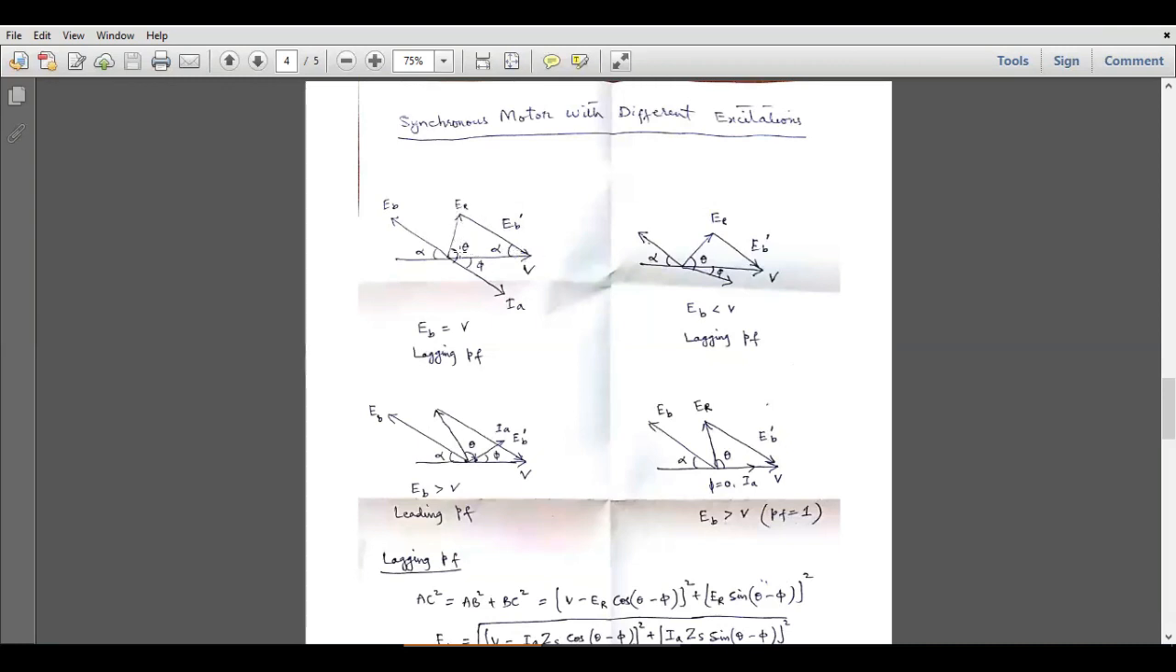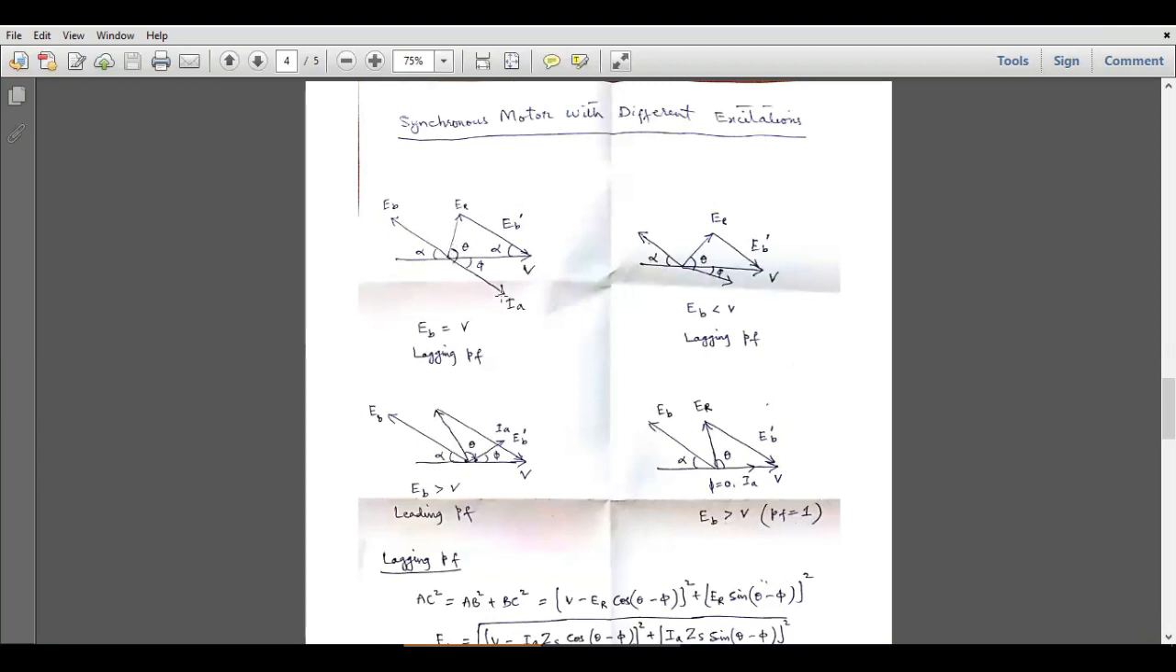So this is the ER vector, this is the EB dash vector, and as I already said in the previous lecture, this IA vector will be at almost 90 degrees with this ER vector. Now this ER vector is slightly tilted towards right from the y-axis. So it means this armature current vector will also be tilted downward from this voltage vector, because this IA vector and ER vectors, they are almost at 90 degrees with each other.